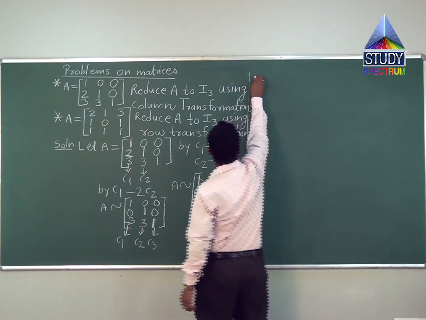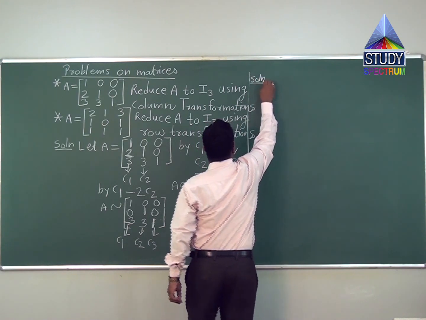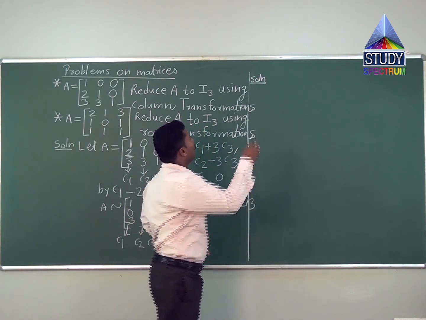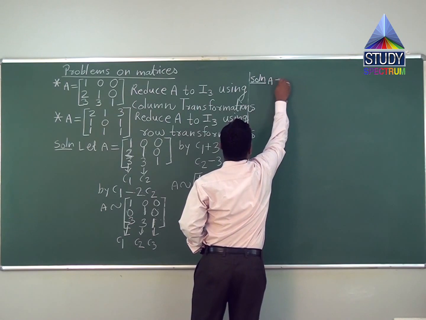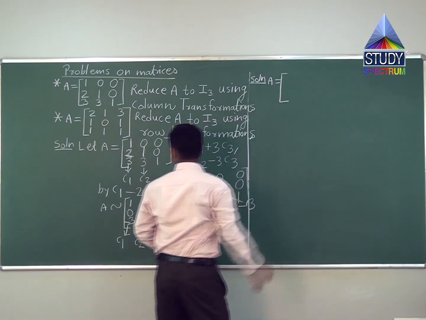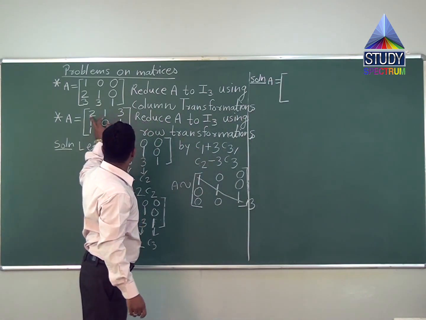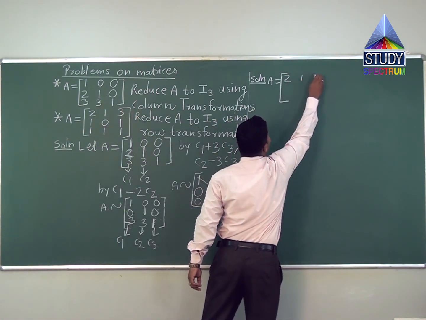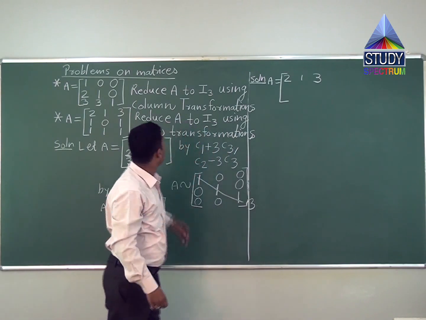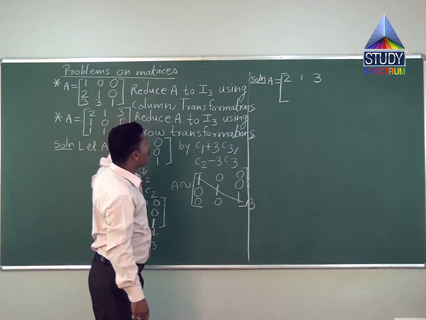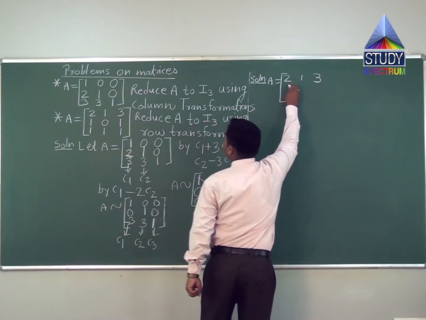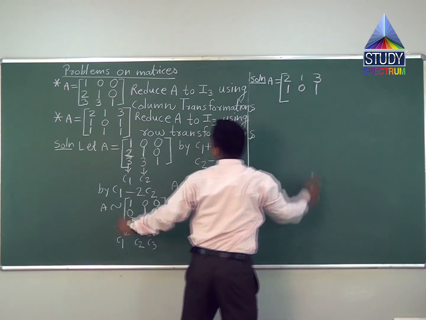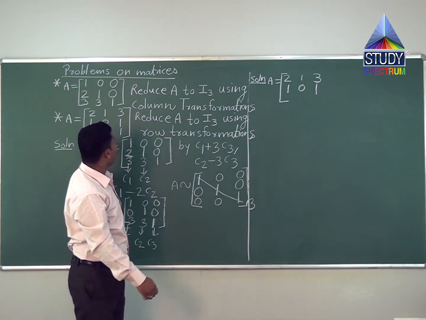So we discuss the solution. A is given, A equal to first row 2 1 3, second row 1 0 1, and third row 1 1 1.